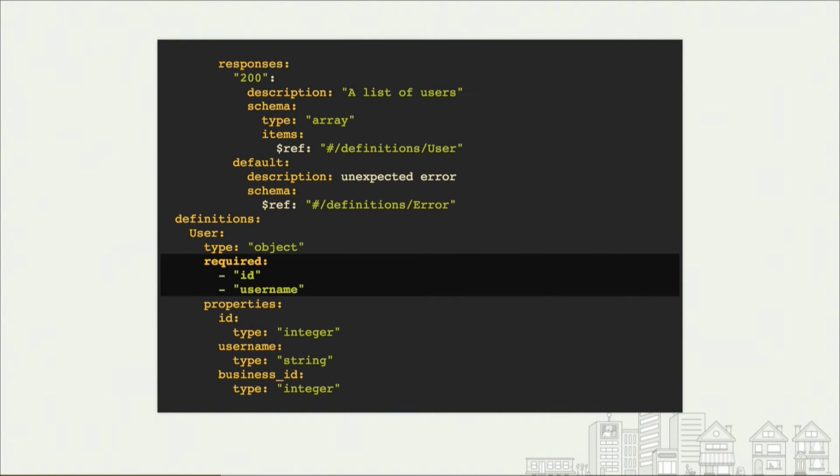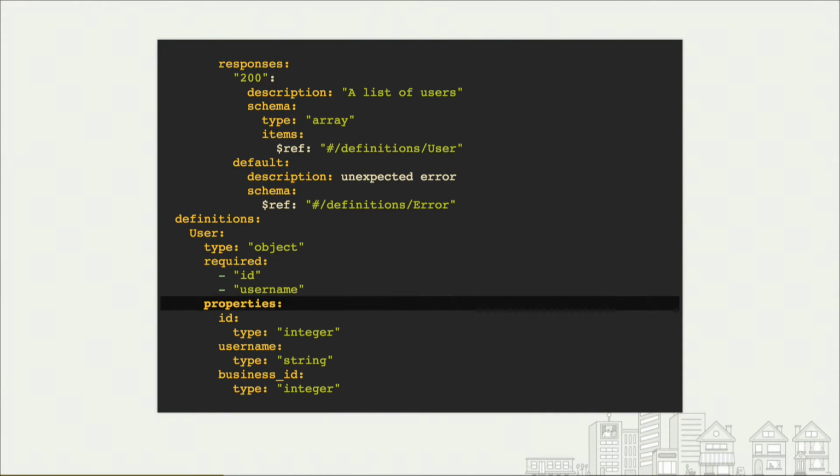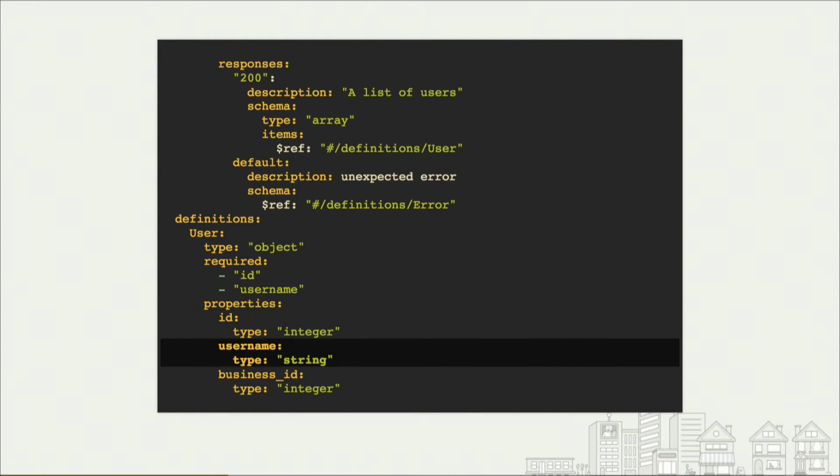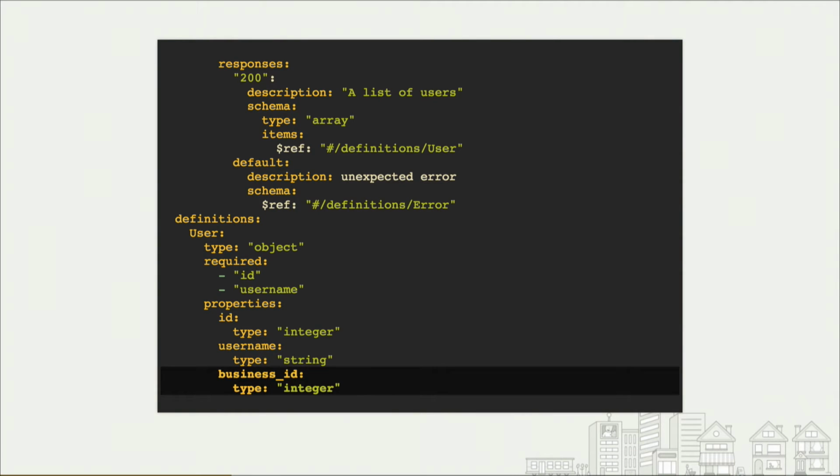We're defining a user object here. It has two required fields, ID and username. This is the user object we've referenced just a bit above. The properties are defined here, the required fields: ID, an integer, and username of type string. And we have an optional field, business ID, which is also of type integer. It can be present, but it doesn't have to be present.